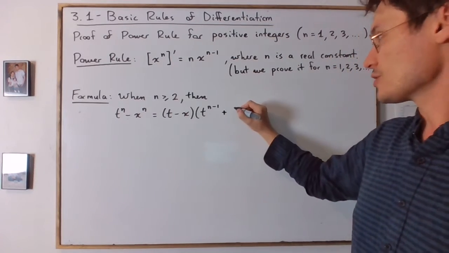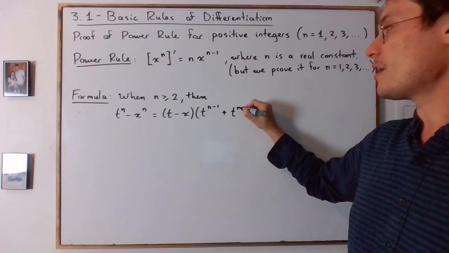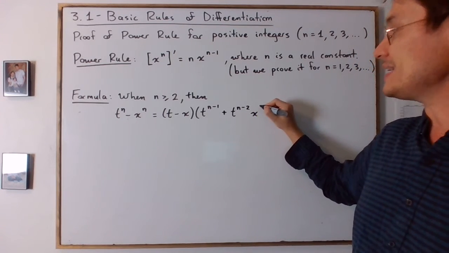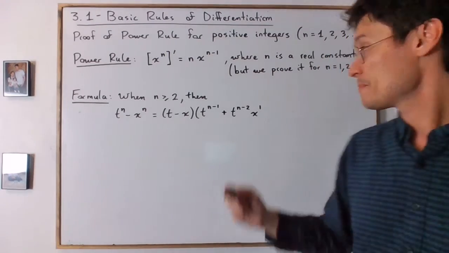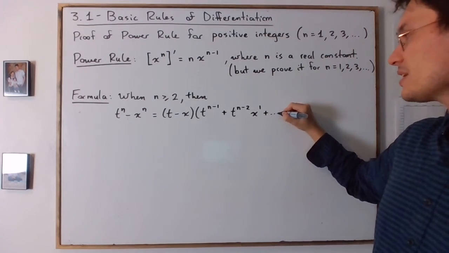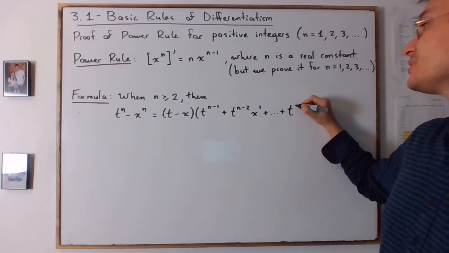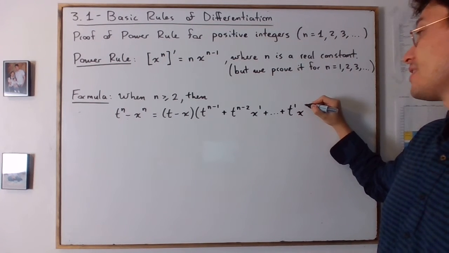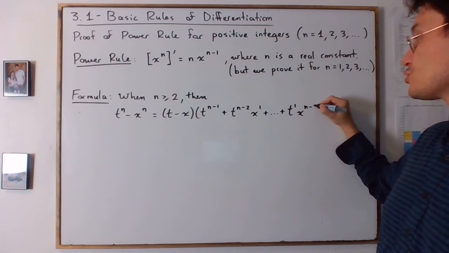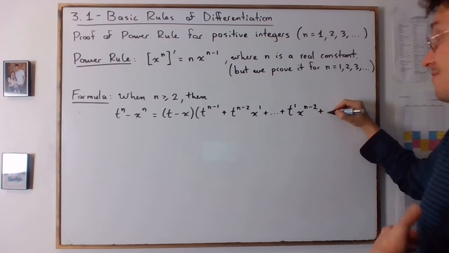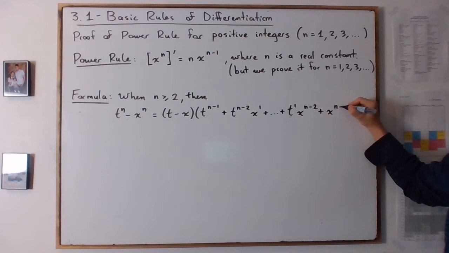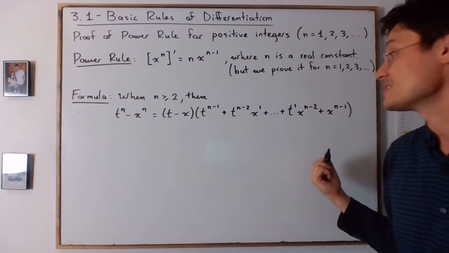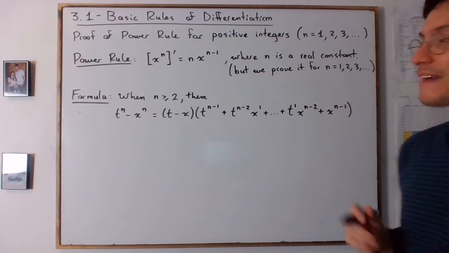So in other words, we're going to have here t to the power of n minus 2. And each time we decrease the exponent of t, we increase the exponent of x. So we continue like that until we reach t to the power of 1, and then x to the power of n minus 2. Plus, finally, x to the power of n minus 1, where you have to see here t to the power of 0, okay? So that is a factoring formula.